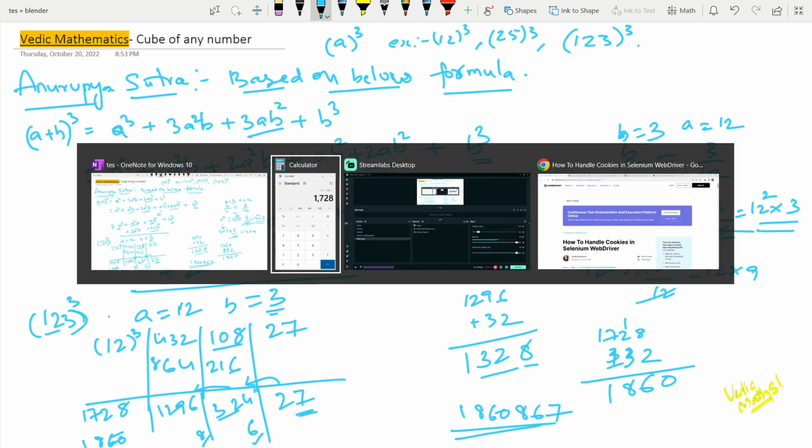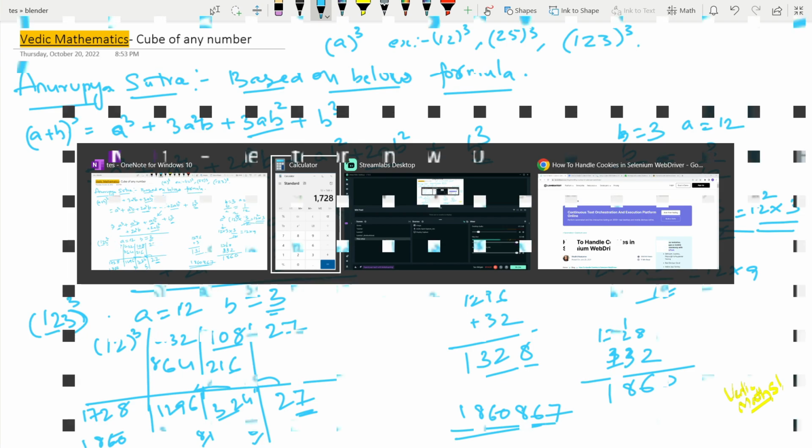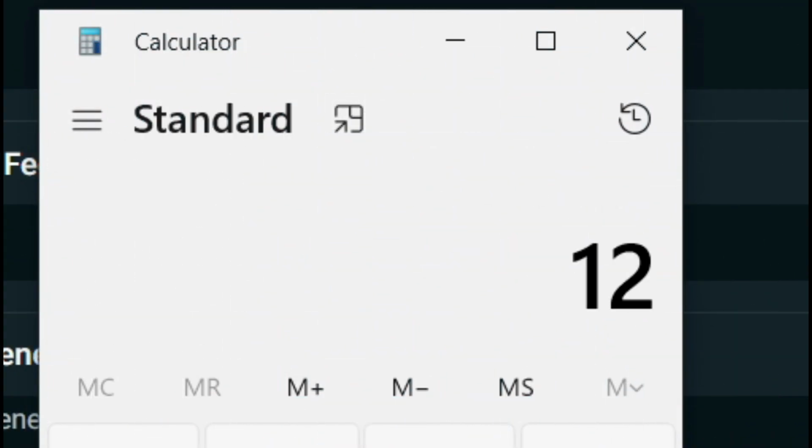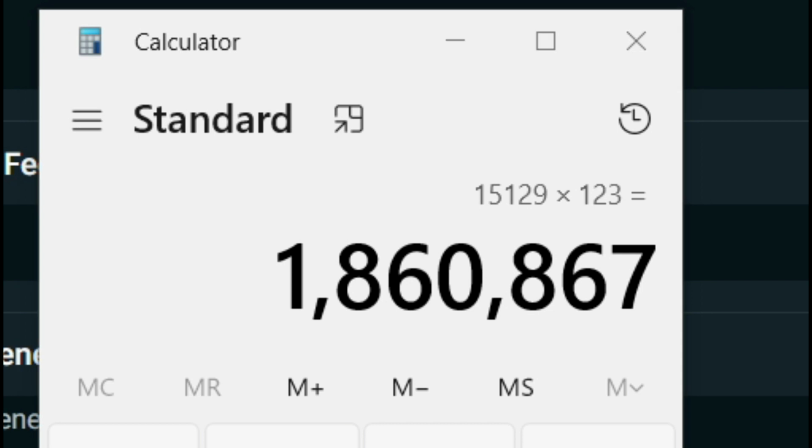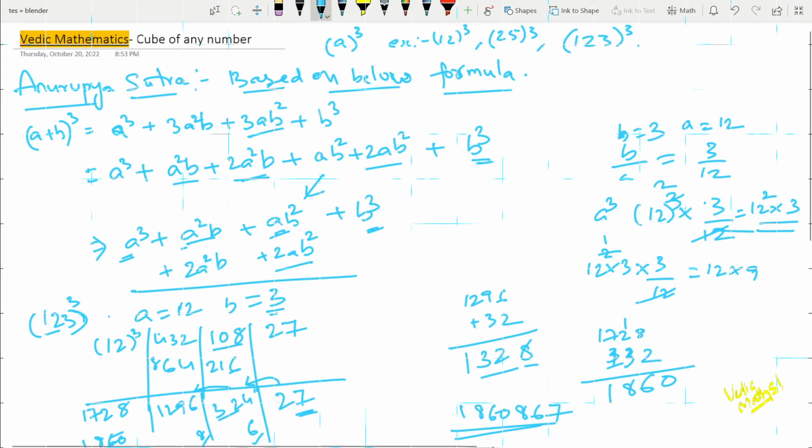Let's check the answer. 123 cube, right? 123 into 123 into 123 gives 1860867. Right? Perfect. So this is the answer.